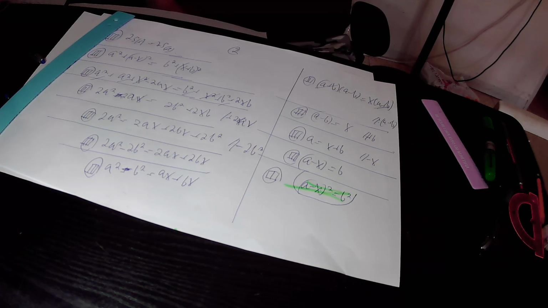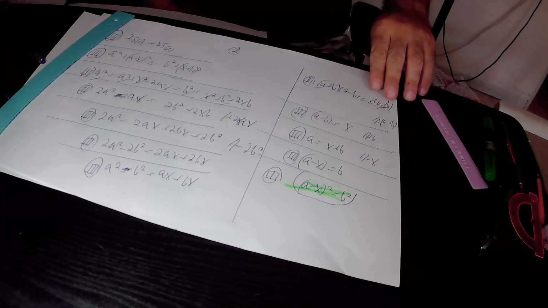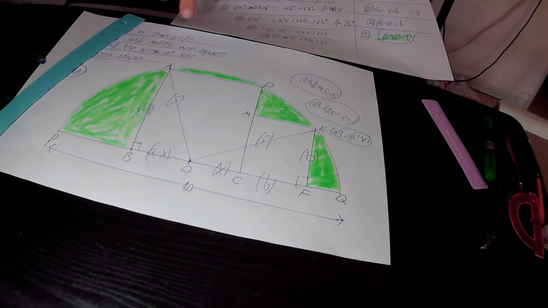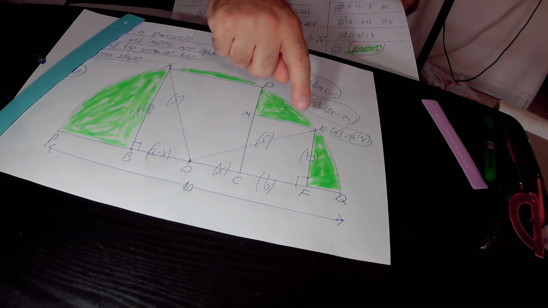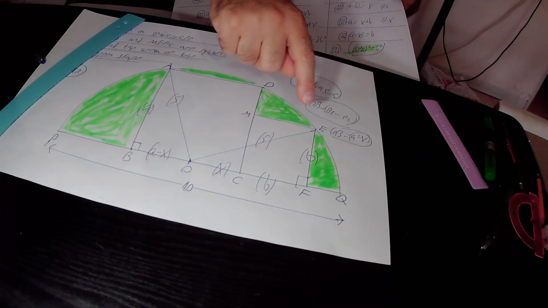A and B are lengths: A is the length of one side of square ABCD, and B is the length of one side of square MEFC.